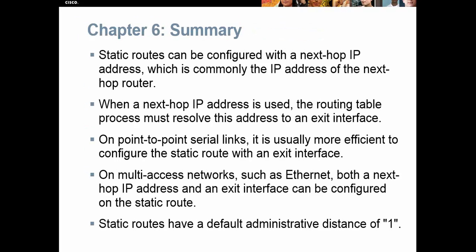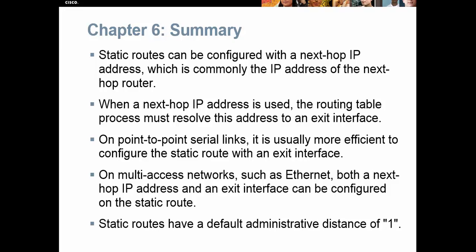next to you. So what we've done so far is we've talked about static routes, how they can be configured with a next hop IP address, which is commonly the IP address of the next hop router. When a next hop IP address is used, the routing table process must resolve the address to an exit interface. On point-to-point serial links, it is usually more efficient to configure the static route with an exit interface. On multi-access networks such as Ethernet, both a next hop address and an exit interface can be configured on the static route. And static routes have a default administrative distance of 1.